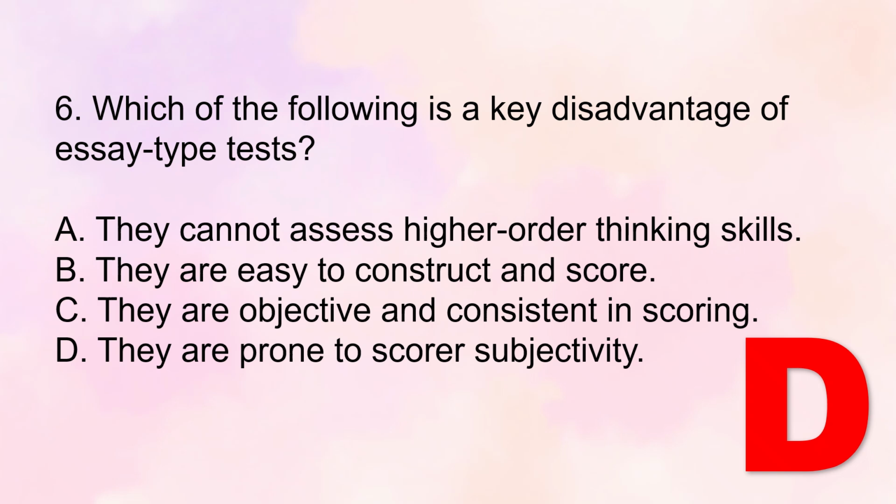Okay, the best answer is letter D. Essay tests are often scored inconsistently due to personal biases, so they are prone to scorer subjectivity. Letter A is wrong because essays are great for assessing higher order thinking skills. Letter B is half true because an essay test is easy to write but hard to score. And letter C applies more to objective tests.